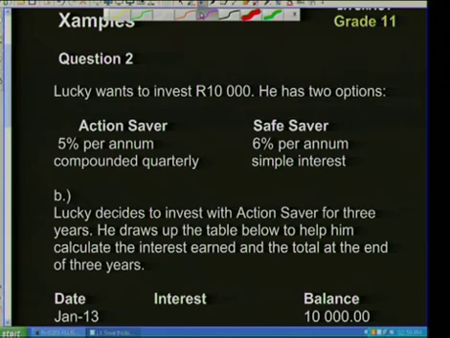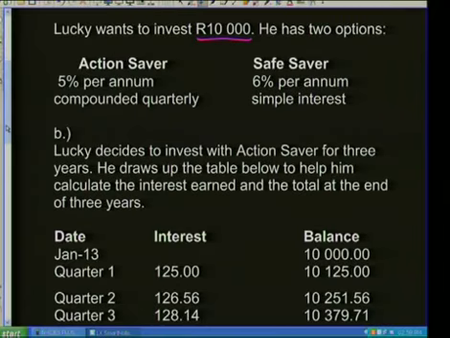Right, let's move on to the next part of the question. So Lucky still wants to invest his 10,000 Rand, and he still has his 2 options. So what have we got? Lucky decides to invest in the Action Saver for 3 years. He draws up a table below to help him calculate the interest earned and the total at the end of the 3 years.